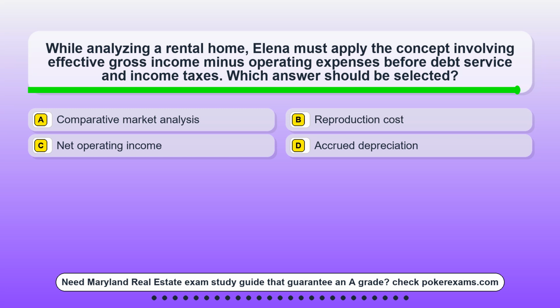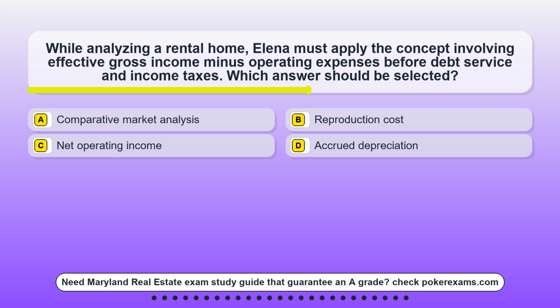Question 9. While analyzing a rental home, Elena must apply the concept involving effective gross income minus operating expenses before debt service and income taxes. Which answer should be selected? Option A, comparative market analysis. Option B, reproduction cost. Option C, net operating income. Option D, accrued depreciation.